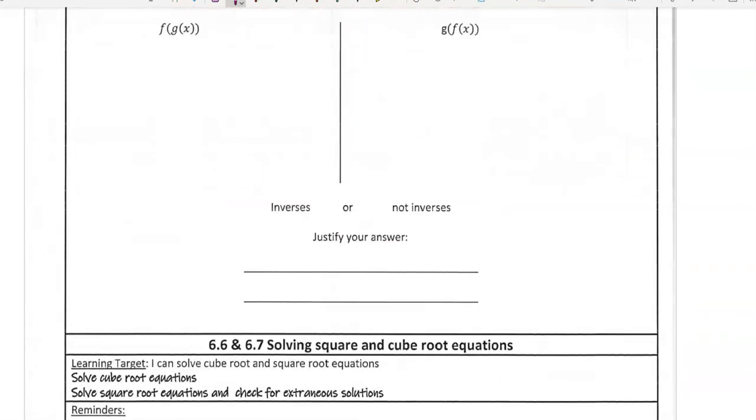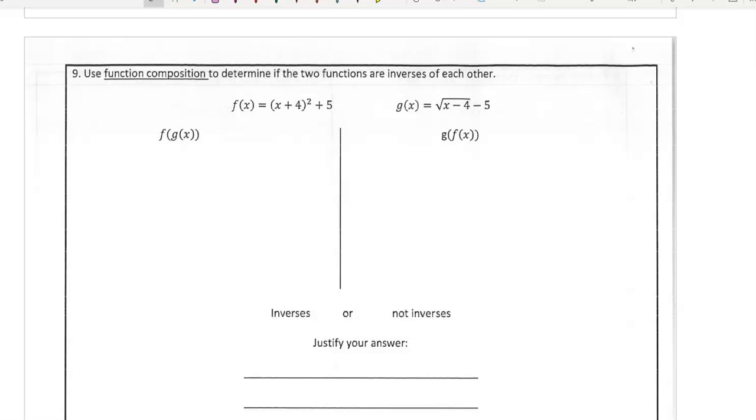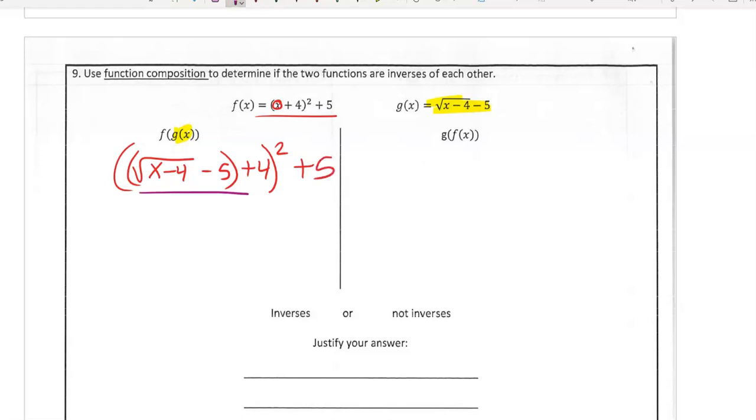All right, one more composition. All right, inside is g of x. Here's our function. Let's copy it down. Square root of x minus 4 minus 5. Put the inside in parentheses. Now, outside of this x, on this f of x here, we have plus 4. That's in parentheses with a square and plus 5. Now again, PEMDAS, starting from the inside. Can we cancel anything out? We can't cancel anything out, but this 5 and 4 can be combined. So negative 5 plus 4, that's going to be negative 1.